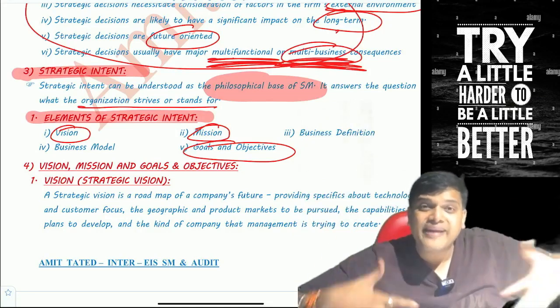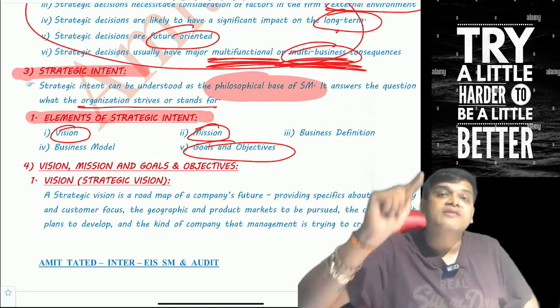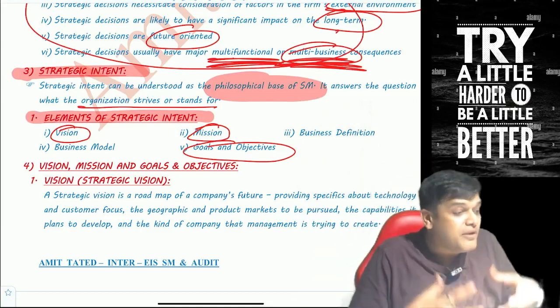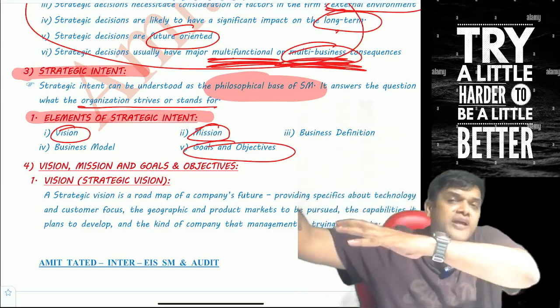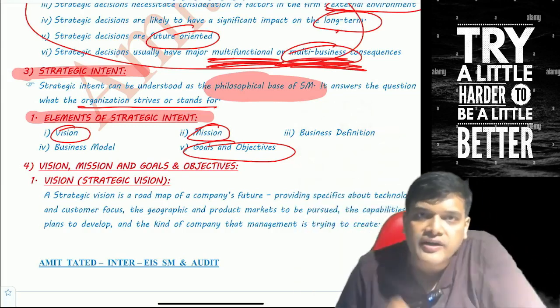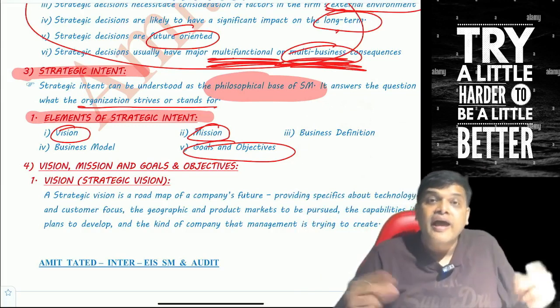Right now, every time, the mission changes. For you, your mission is CA Inter. My mission is not CA Inter. My mission is for 2 days. After the next 2 days, my mission will be changed. This is exactly what you should understand. Are you getting the point? So, vision and mission and goals and objectives.